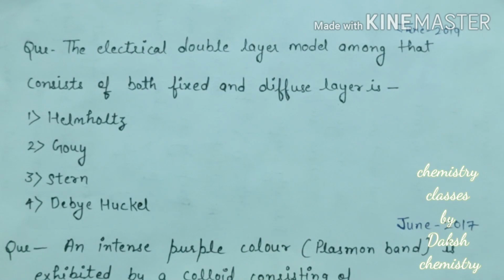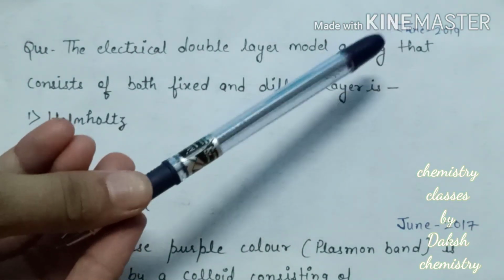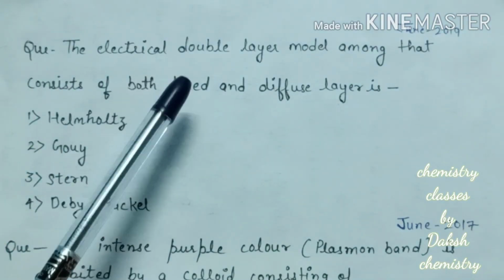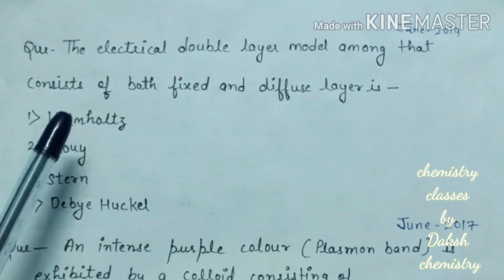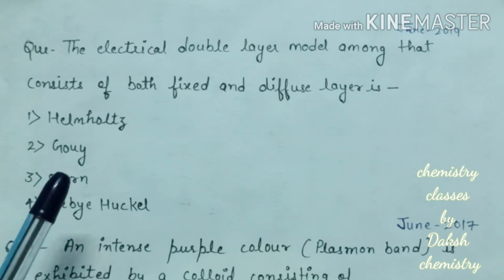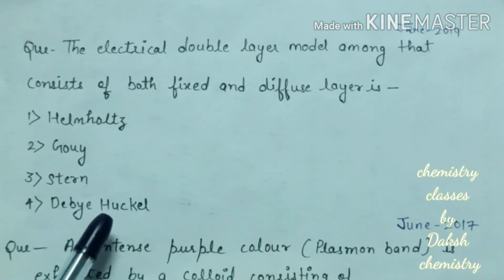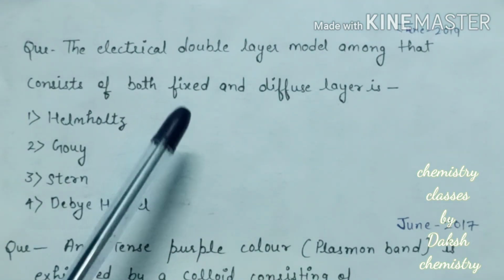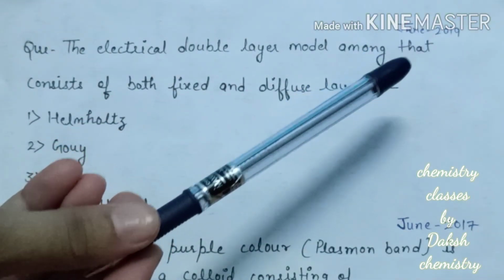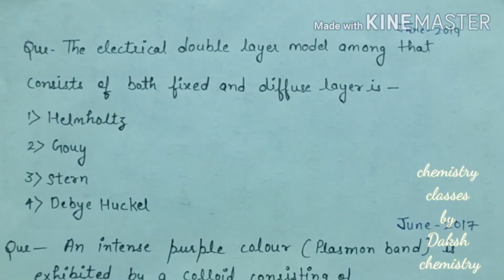So let's start. The electrical double layer model that consists of both fixed and diffuse layers is: Helmholtz, Guy-Chapman, Stern, Debye-Hückel. This question was asked in June 2019. Before solving this question, we will discuss what the fixed layer and diffuse layer are. After that, we can solve this question.